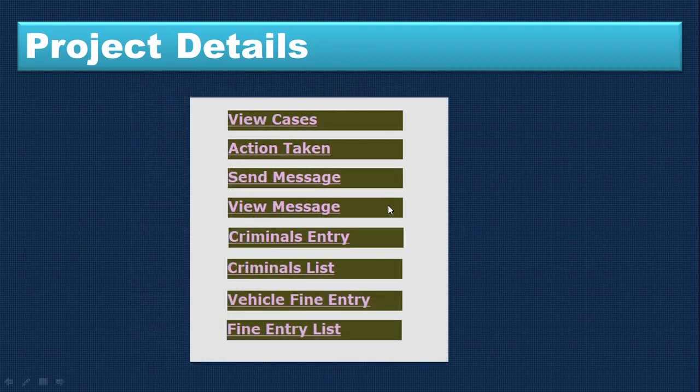Now we go to the station. In the station they can view the cases, then they can take action based on that. They can send a message to the user, and they can view the message if the user sends a message to them. Criminal entry and vehicle fine entry can all be done via the station.